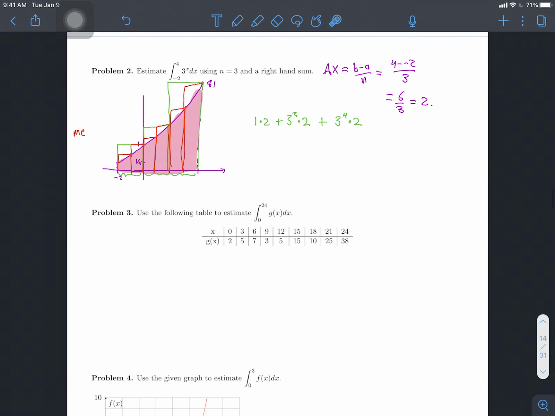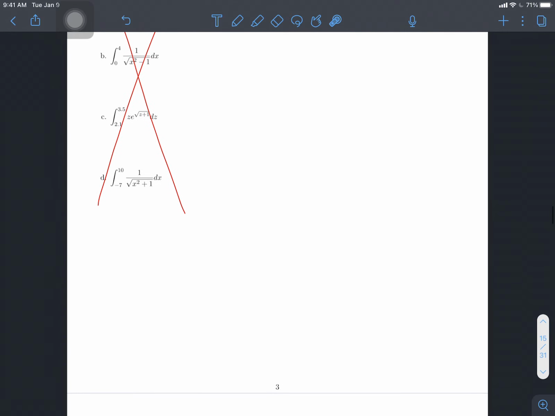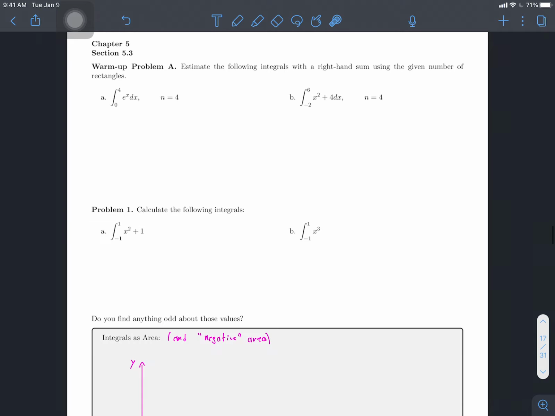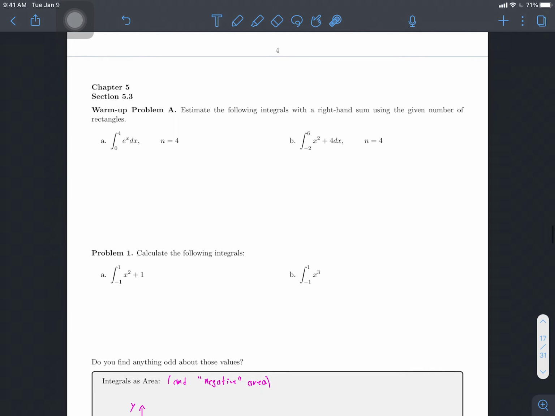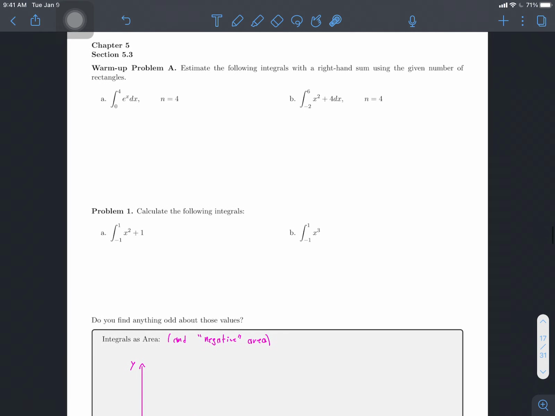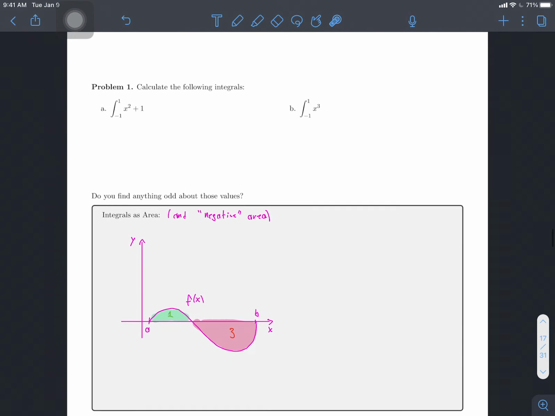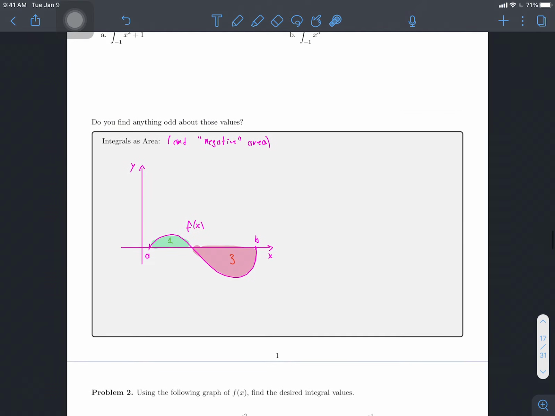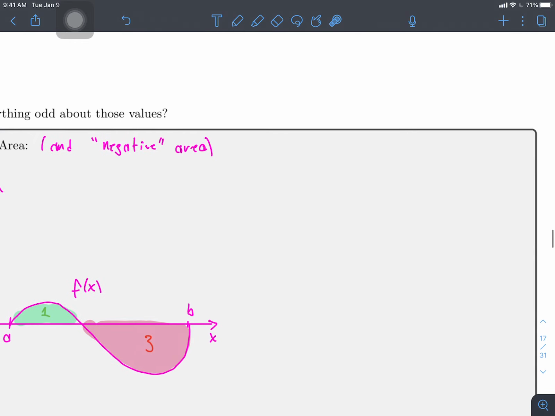Okay, any other questions specifically about this problem? Okay, then let's move on. So I want to make sure that I have time to talk about 5.3.